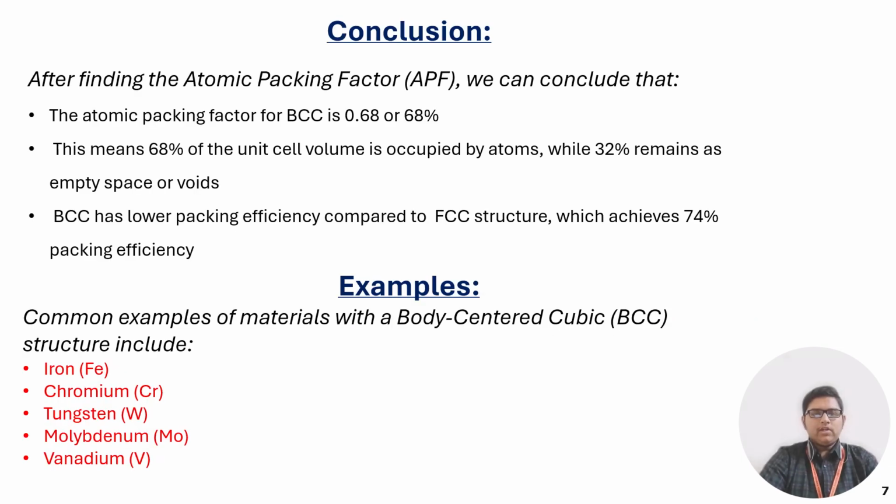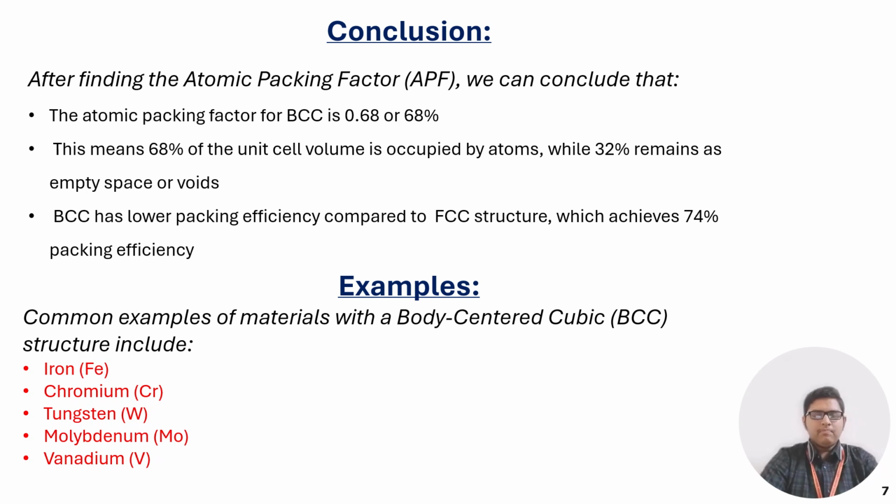Conclusion. After finding the atomic packing factor for the BCC structure, we can conclude that it has an APF of 68%. That means 68% of the unit cell volume is occupied by atoms, while the remaining 32% is empty space, or we can call it a void. BCC has lower packing efficiency compared to the FCC structure, which achieves 74% packing efficiency. By applying the same method for the FCC structure, we get the APF as 74%, which is higher than the BCC structure and SC structure.